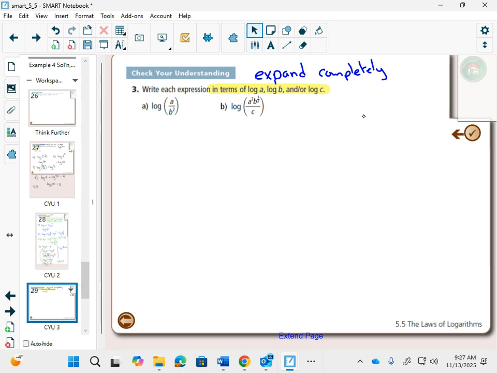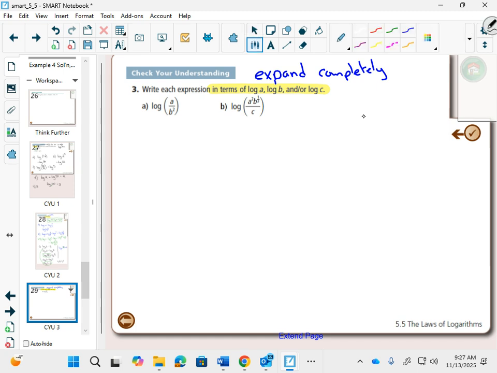So we had two ways of asking you to write it as a single logarithm. Either they said write as a single logarithm, or they said, can you simplify? The opposite of simplifying is expanding completely. And sometimes they'll ask you to expand completely. And sometimes they'll say, can you write it in terms of log A, log B, log C?